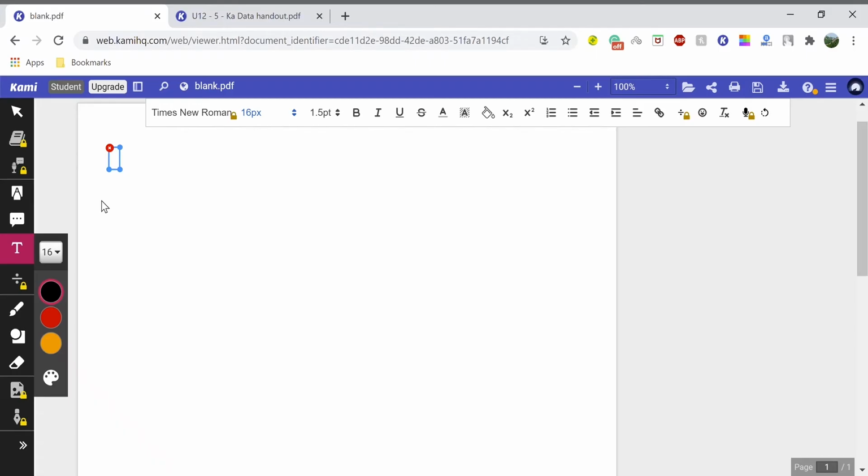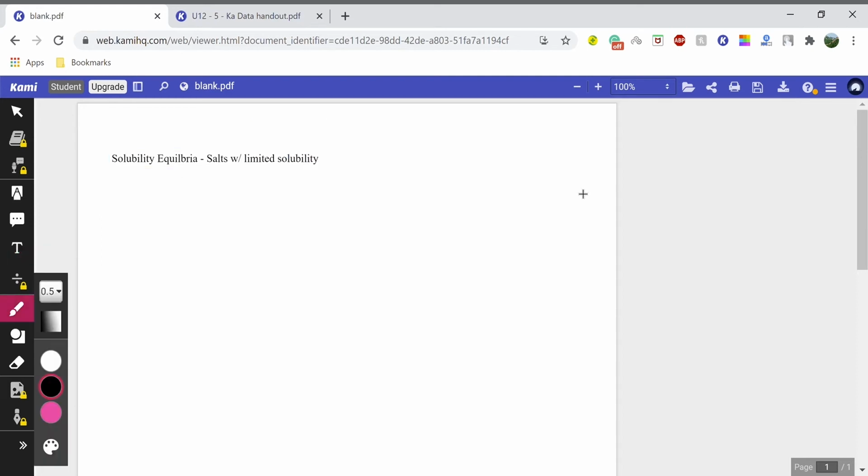Hi, in this video we're going to talk about solubility equilibria, and this is going to involve salts with limited solubility. A few units ago we learned that some substances are insoluble and some are soluble. For example, everything in group 1 is soluble, and some substances are insoluble, like carbonates, phosphates, and ammonium, etc.